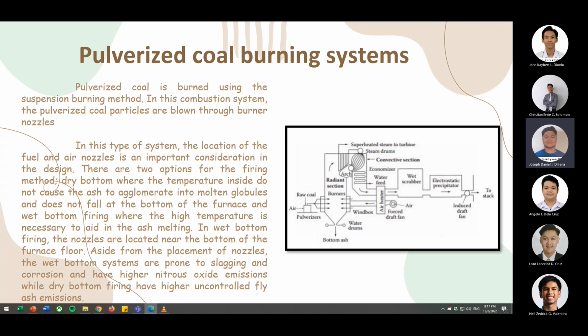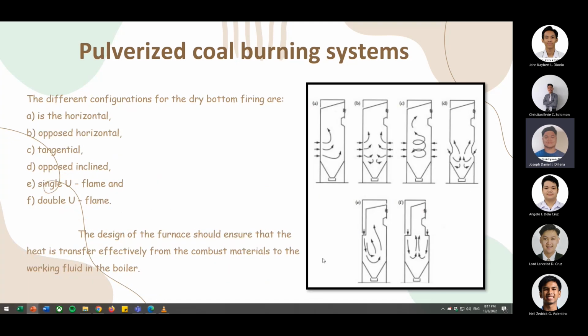Aside from the placement of nozzles, the wet bottom systems are prone to slagging and corrosion and have higher nitrous oxide emissions, while dry bottom firing have higher uncontrolled fly ash emissions. The different configurations for the dry bottom firing are: A is the horizontal, B opposed horizontal, C tangential, D opposed incline, E single U flame, and last F is double U flame.